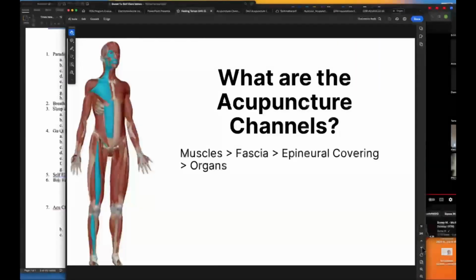So what are acupuncture channels? They're made up of a bunch of different tissues. One of them is muscles. The wiring is the fascia. The muscles are the battery pack, because remember, muscles have mitochondria. The fascia is the wiring system. And the wiring system, if you'll see on an upcoming slide, feeds the qi into the kidney channel, and then the kidney channel feeds into the ren and the du. And then once it's on the du channel, it exits on the epineural spinal nerve covering, going into organs.